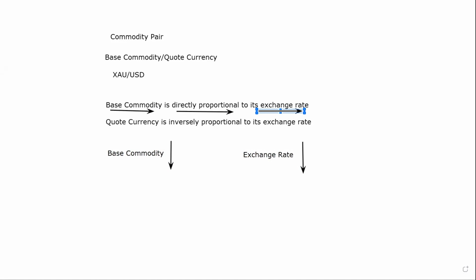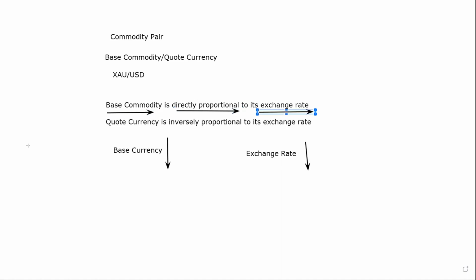Now we're gonna compare base currency and its exchange rate. Now you know that both base commodity and base currency are directly proportional to its exchange rate. This means that when the value of the base currency goes up, then the exchange rate will also go up. Similarly, when the value of the base currency goes down, then the value of its exchange rate will also go down. Why? Because base commodity or base currency is directly proportional to its exchange rate.